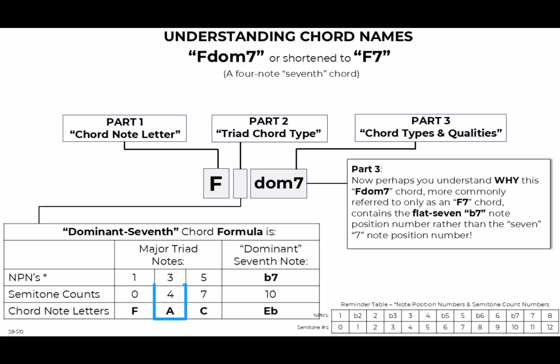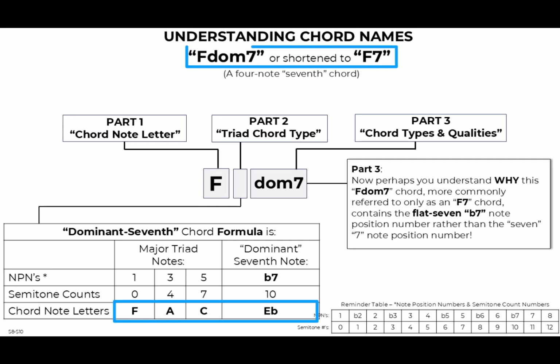The 4 count is an A note. The 7 semitone count is a C note. And the 10 semitone count is an E flat note. Thus, an F dominant 7, or when we get lazy, people just call it an F7 chord, is formed with the notes F, A, C, and E flat, no matter what octave I play it in. No exceptions, and they never change. It's that simple. Now, anytime you or I play these 4 notes simultaneously, we can be confident we are playing an F7 chord, or better described as an F dominant 7th chord.